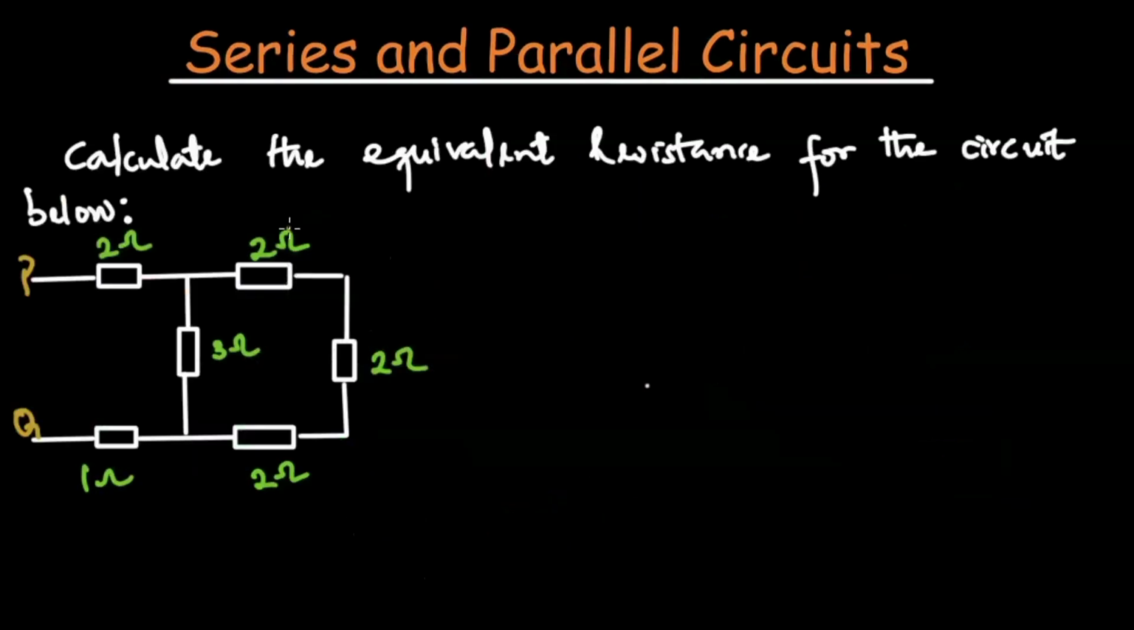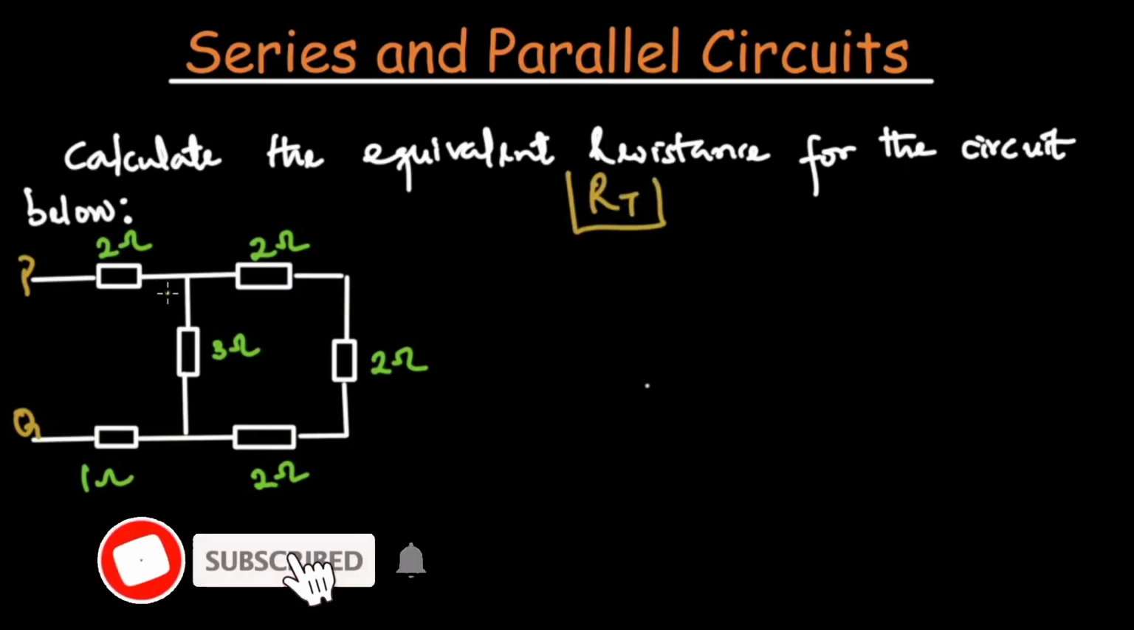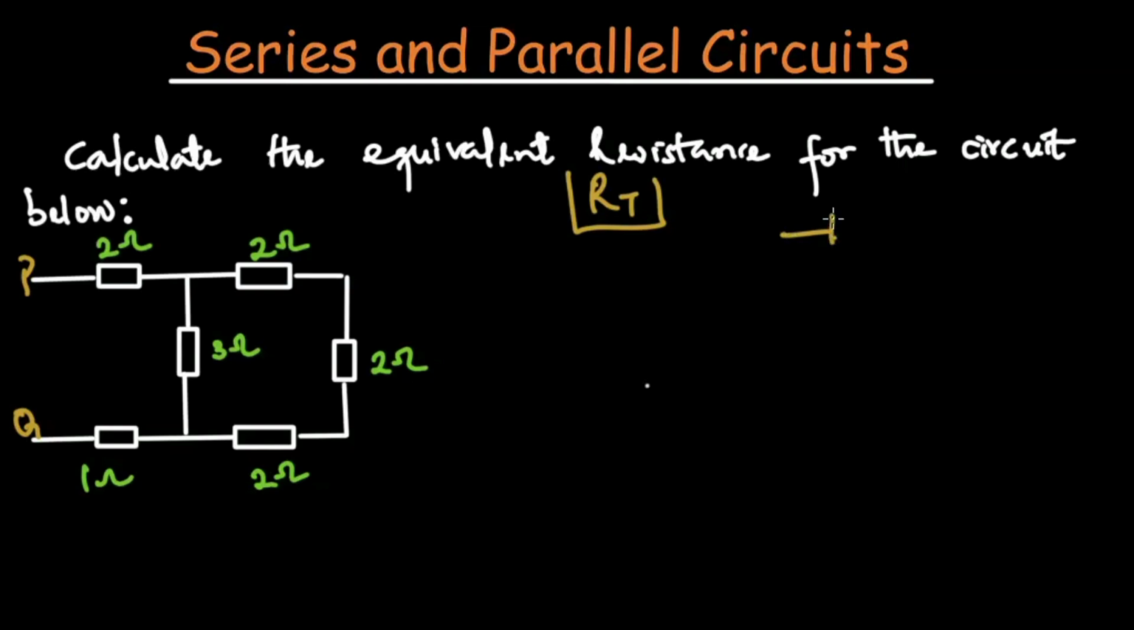So we have a question here. It says to calculate the equivalent resistance for this circuit. Now the equivalent resistance is R total. That's what we're looking for. And here we have a combination of series and parallel. Alright, as I've said, your resistor can look like this and your resistor can also look like this. So we have a combination of resistors in series and parallel.